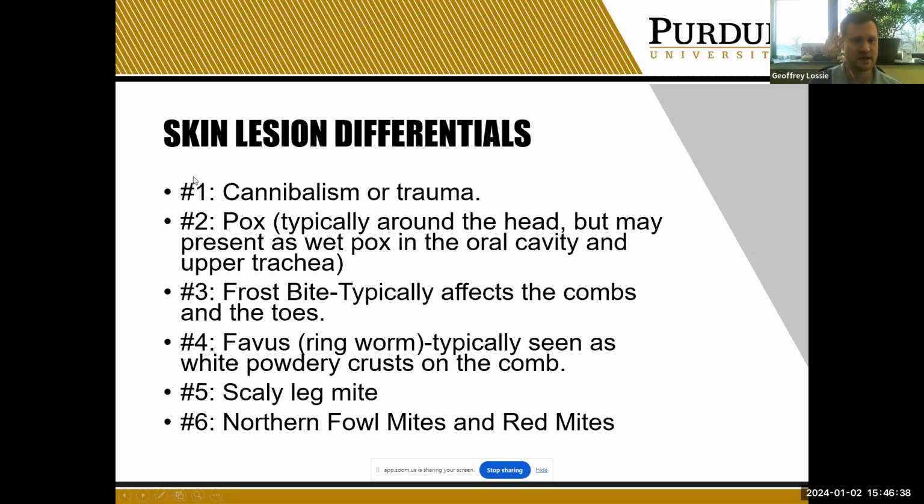Top differentials for skin lesions, cannibalism, pox, frostbite. Those are probably the most common. Another very commonly seen form of trauma is mating trauma. So when you have a male rooster with intact spurs mount a female, especially if those spurs are not being maintained by the owners, they can cause some pretty significant lacerations on a hen. And so especially during the breeding season, that can be a very common cause of trauma, particularly for hens.